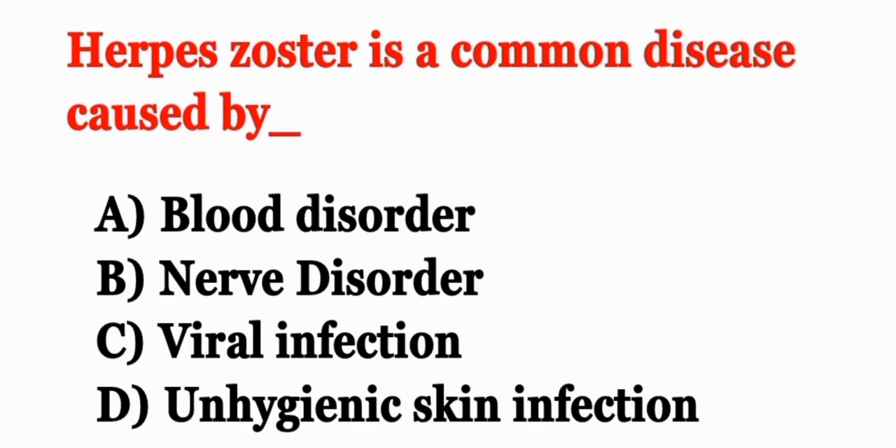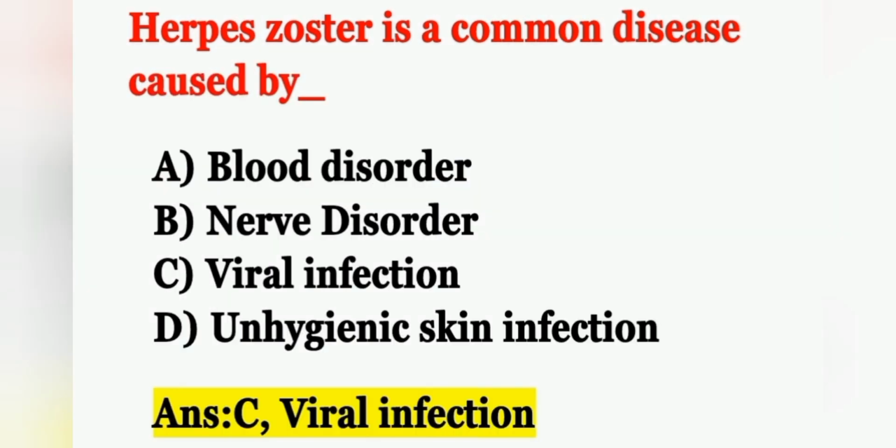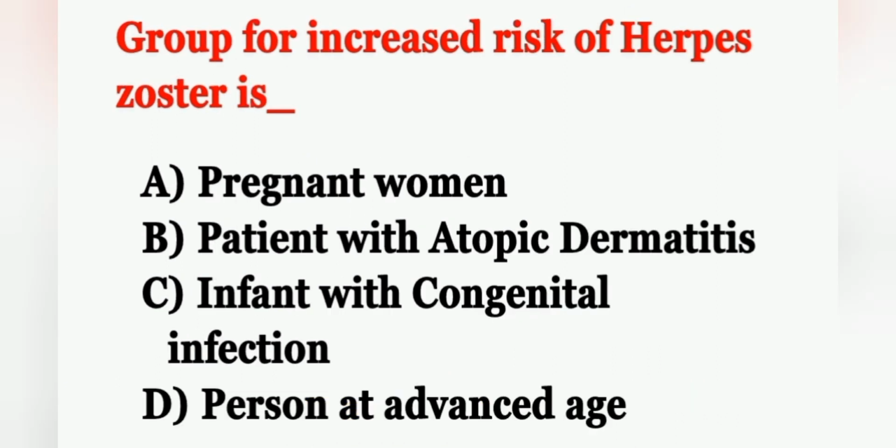The next question: herpes zoster is a common disease caused by option A, blood disorder; option B, nerve disorder; option C, viral infection; option D, unhygienic skin infection. Herpes zoster is a common disease caused by viral infection. Option C is the correct answer. Herpes zoster is an inflammatory disease of the skin caused by varicella zoster virus. Move on to the next question.